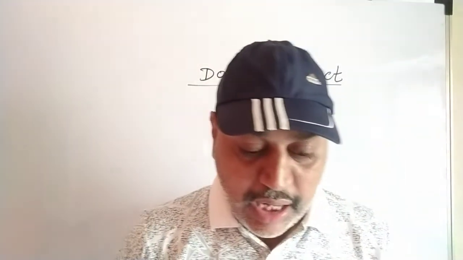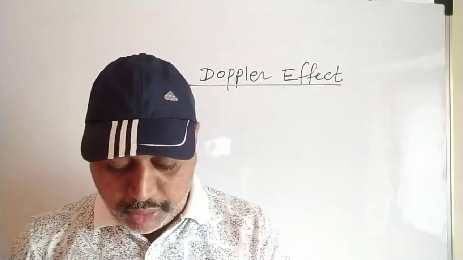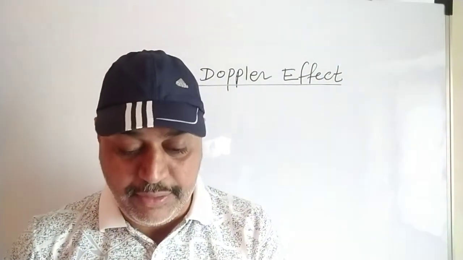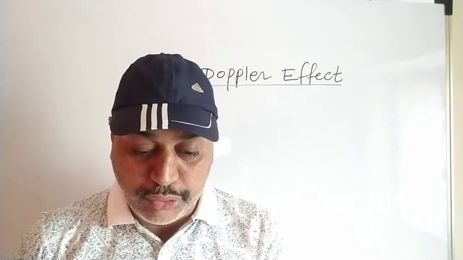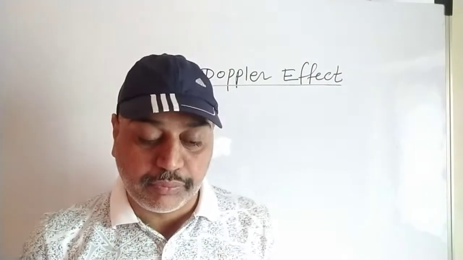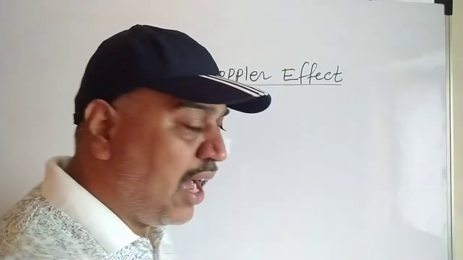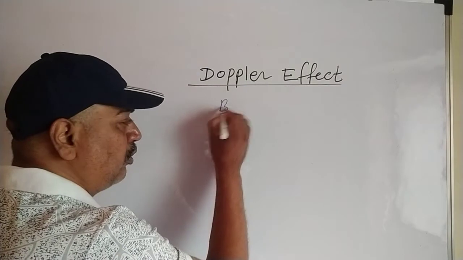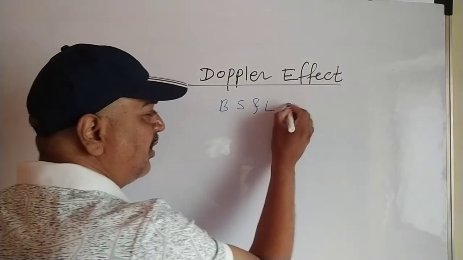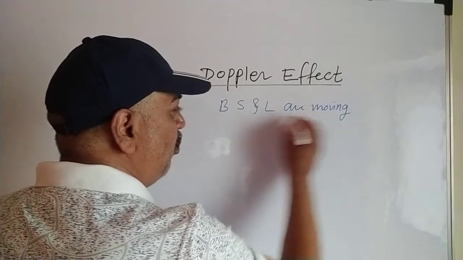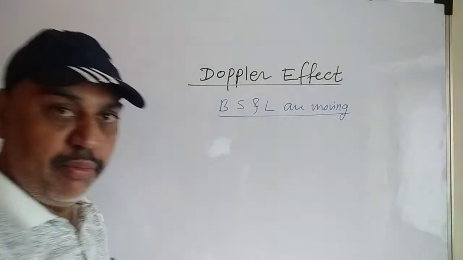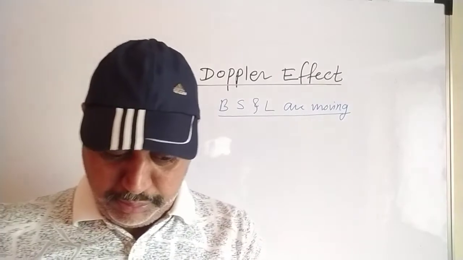The next one, listener approaching a stationary source with velocity, that part is skipped. The next topic is on page number 155, topic 8.9.3: both source and listener are moving. That we are going to learn. Moving means either they are moving toward each other or they are moving away from each other.